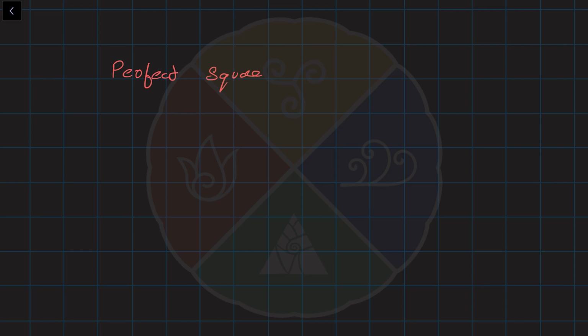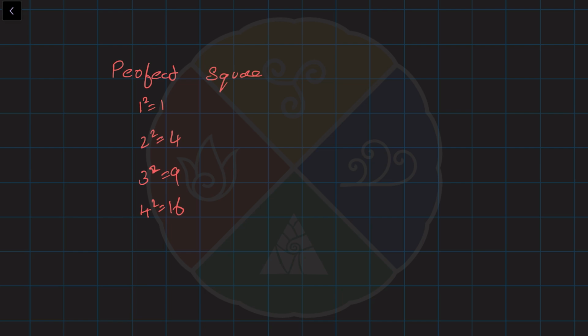If you take any natural number and square that number, you are going to get a perfect square. That means 1 square, 1 is a perfect square. 2 square, 4 is a perfect square. 3 square, 9 is a perfect square. 4 square, 16 is a perfect square. So if you take any natural number and square it, then you are getting a perfect square.